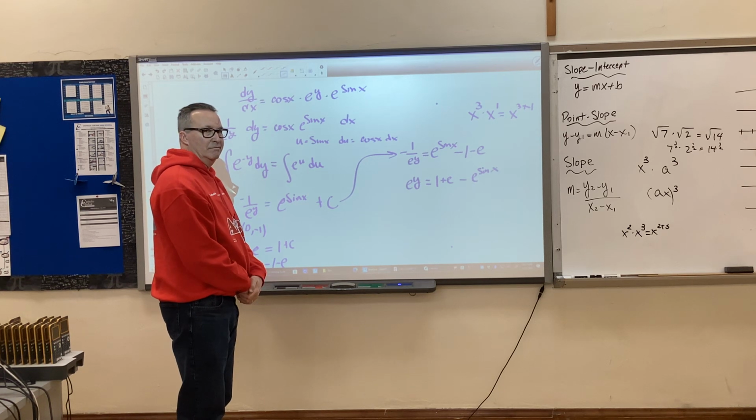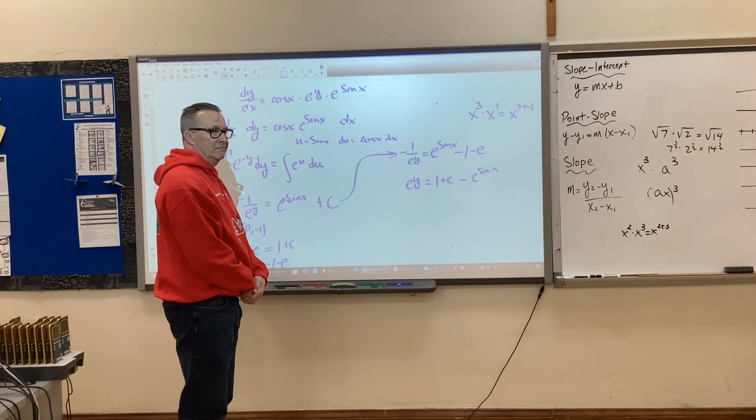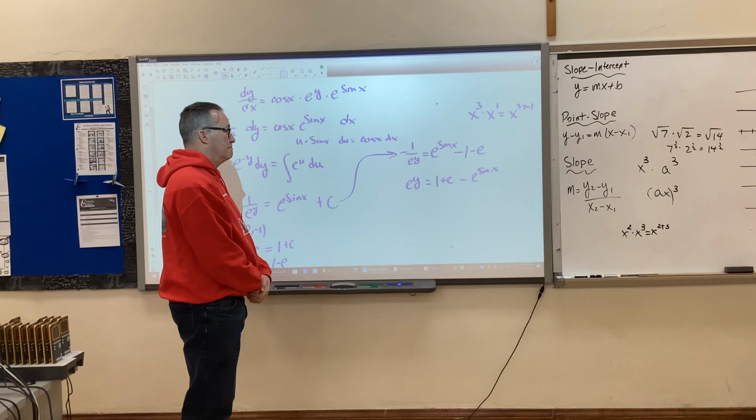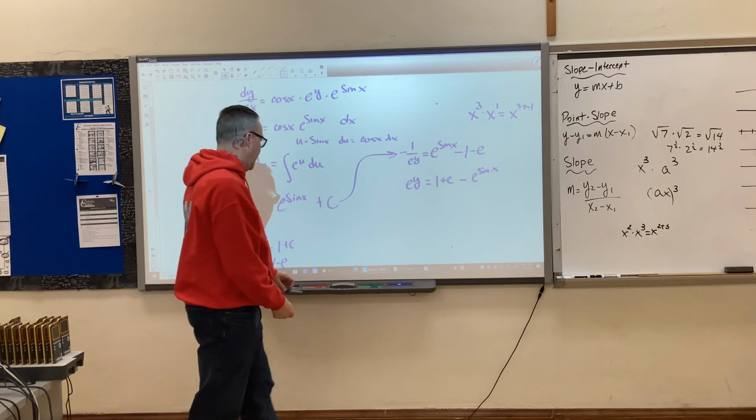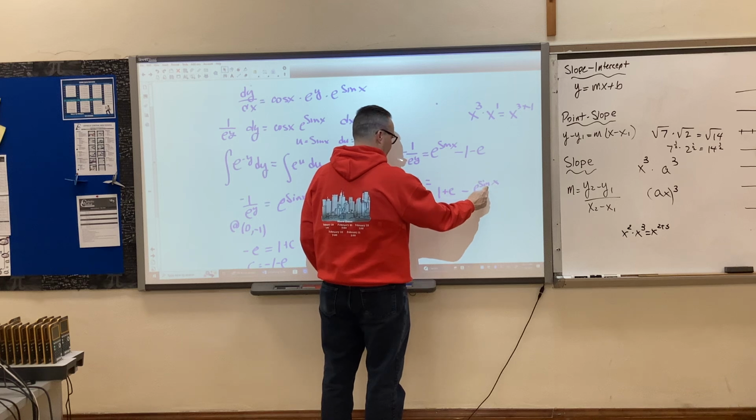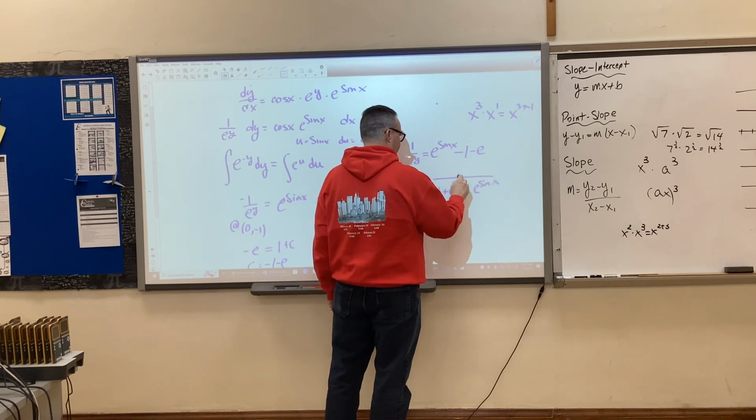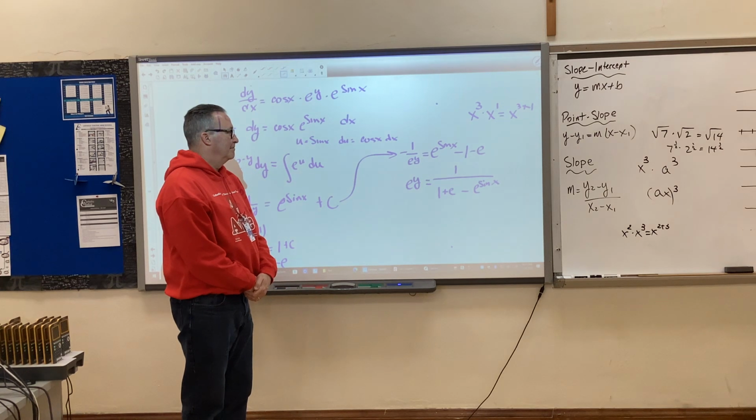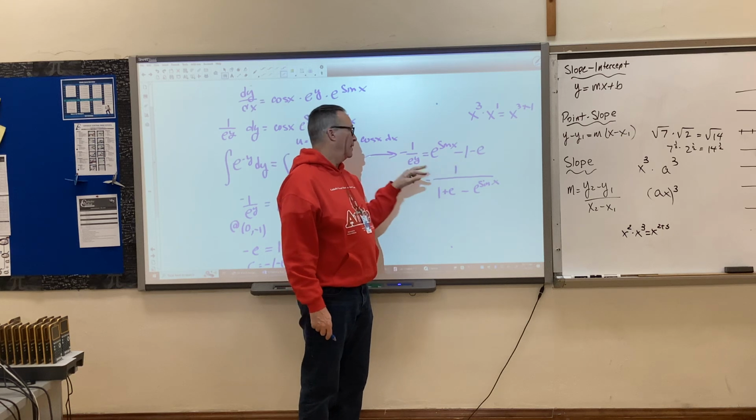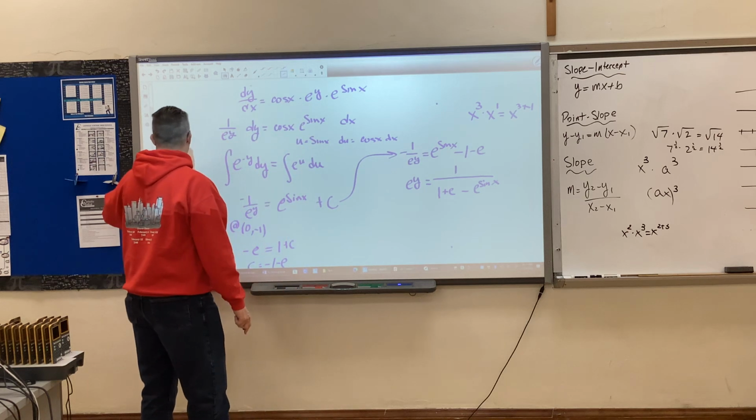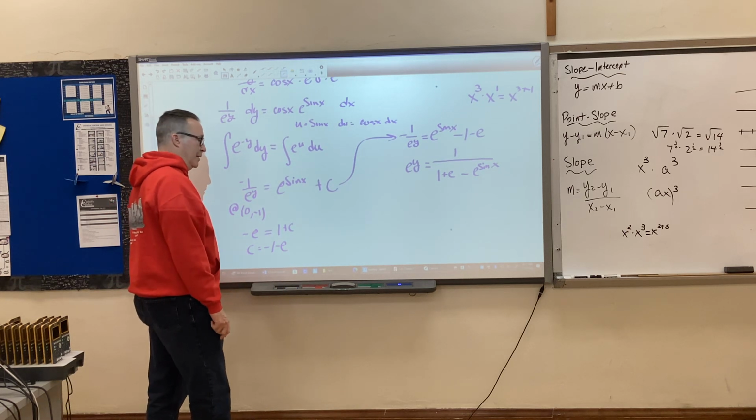Now, natural logarithm. Wait, what happened to the e to the negative y? We can't get rid of that. Is that okay? I think so. I don't know. So I change all the signs, and then I flip both sides. Now the natural log.